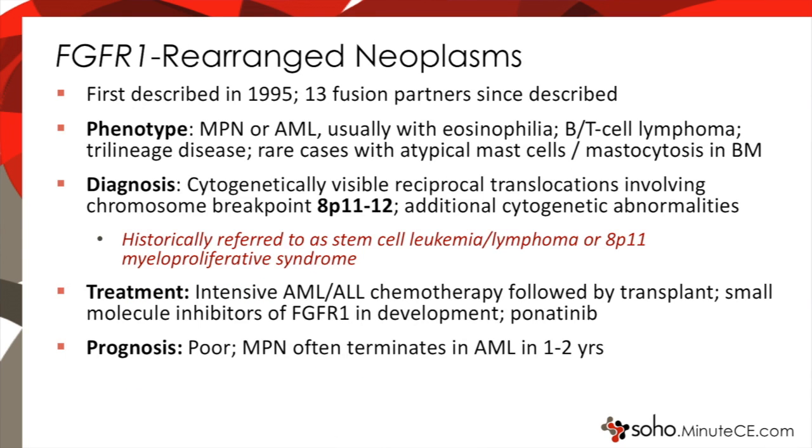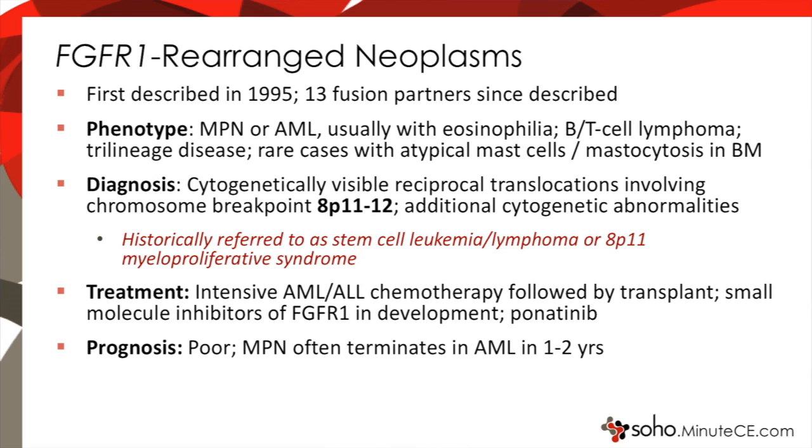Now there's another entity, which is the FGFR1-rearranged neoplasms. These are very aggressive disorders. They present with an MPN usually associated with eosinophilia or AML, but also can present with an associated B or T cell lymphoma, and sometimes with mast cells in the bone marrow as well. The diagnosis is made by finding an 8p11 or p12 breakpoint, and this is a disease that's been historically referred to as stem cell leukemia lymphoma, or 8p11 myeloproliferative syndrome.